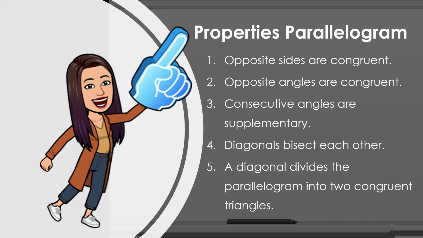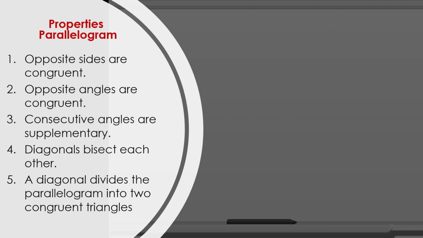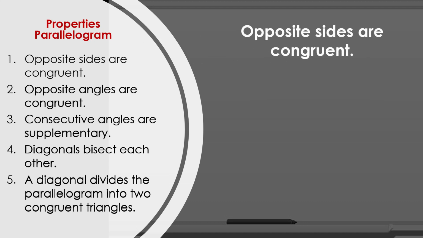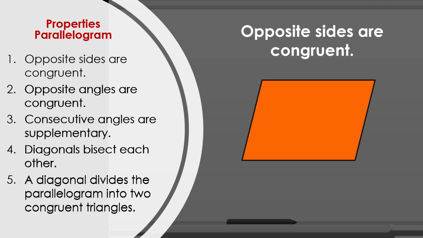Now, let us apply these properties to a given parallelogram. So, the first one says that the opposite sides are congruent. Let's have here a parallelogram. When we say opposite sides, it means we are referring to the sides that are across from a given side. So, for example, this is the given side. It means the opposite side of it is this one. Referring to the other side, this side is opposite to this side.